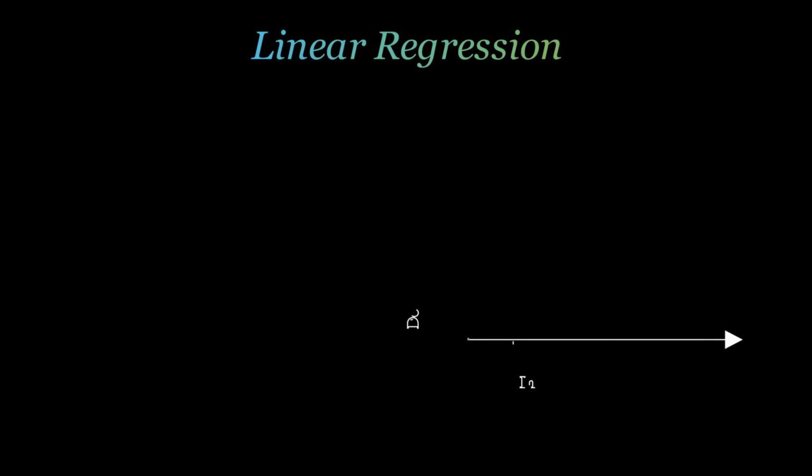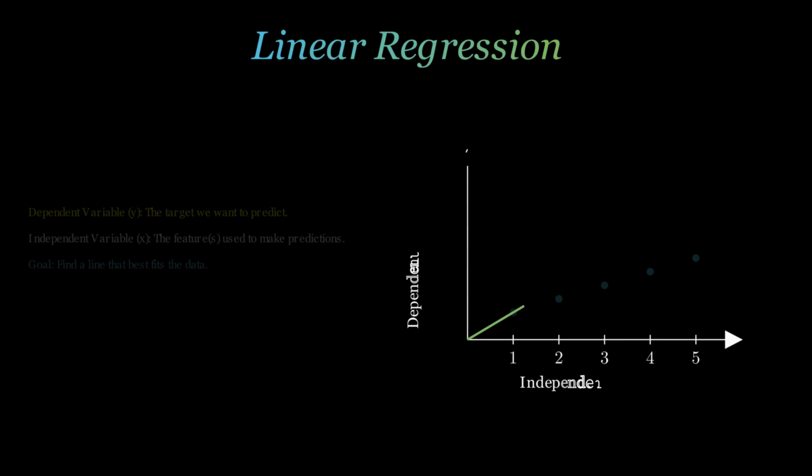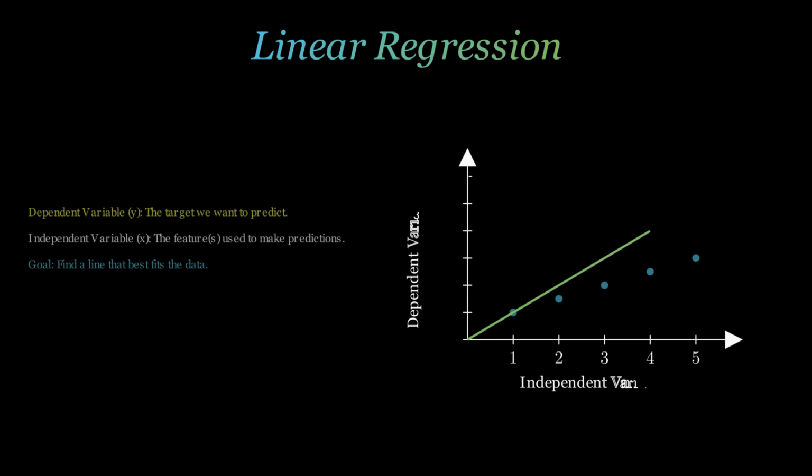Linear regression is a method for modeling the relationship between a dependent variable, often called the target variable, and one or more independent variables, known as features or predictors. The model assumes that this relationship is linear, meaning it can be represented by a straight line.